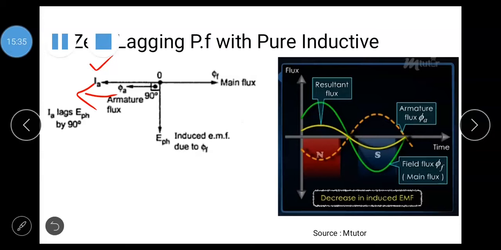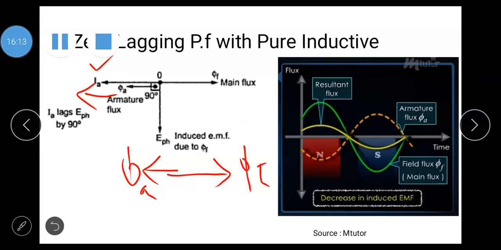But if you notice here, this is the direction of main flux and this is the direction of armature flux. So if you notice, both fluxes are opposing each other. You can see the figure here. The green is the main field flux, and phi A is nothing but the armature flux. So both are opposing each other, so the resultant flux will be reduced.